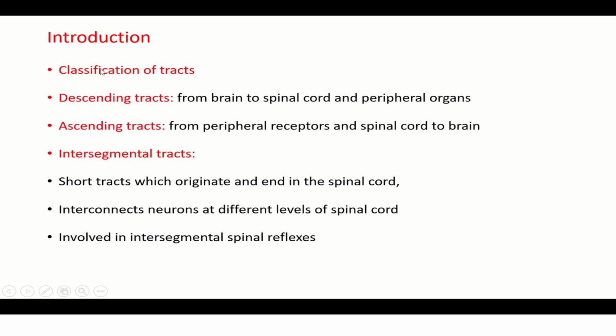Now if you come to the tracts, like groups of bundles of fibers, they are ascending and descending, and these are called tracts within the spinal cord. Descending tracts descend from the brain to the spinal cord and peripheral organs, and ascending tracts go from peripheral receptors and spinal cord to the brain. Intersegmental tracts are short tracts which originate and end within the spinal cord. They interconnect neurons at different levels of the spinal cord involved in intersegmental spinal reflexes.